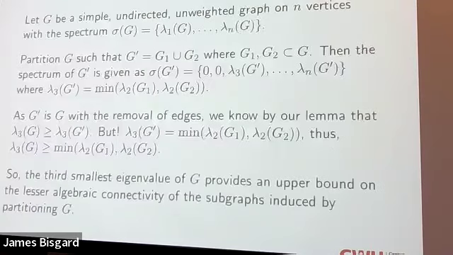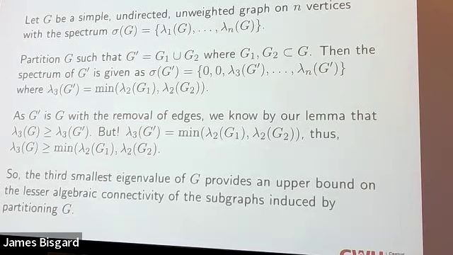Now, using that, we get this proof of the previous theorem. We're going to let G be a simple, undirected, unweighted graph on n vertices, and it's going to have the spectrum sigma of G of lambda 1 of G all the way up to lambda n of G. Now we're going to partition G in such a way that we get 2 disjoint components, where G1 and G2 are subgraphs of G. And we're going to call this post-partition version of G, G prime.